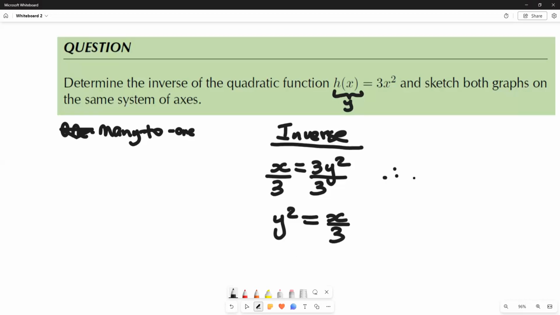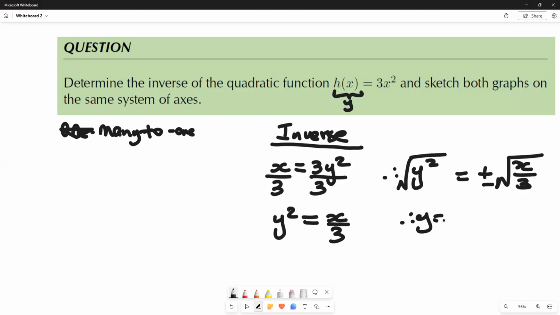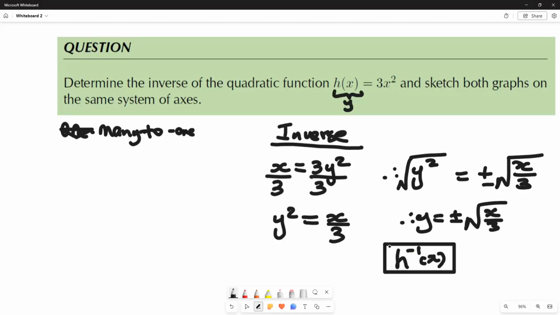And then I therefore need to introduce a square root both sides. So y equals plus minus square root of x over 3. This cannot be written as h minus 1 of x because it's not a function. They only use the function notation for functions. Okay, so we're just going to leave it as y equals.